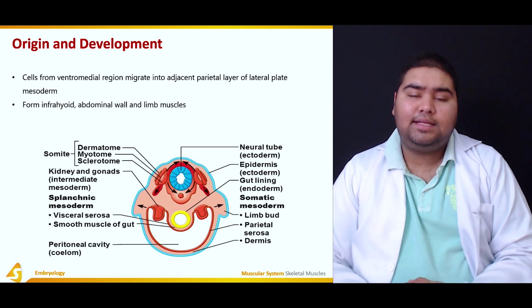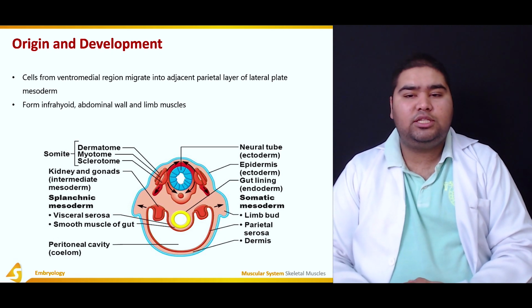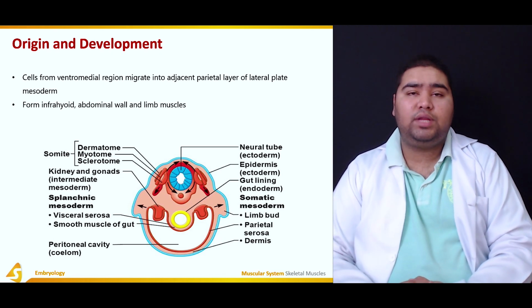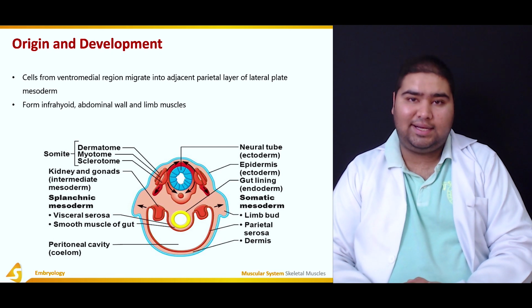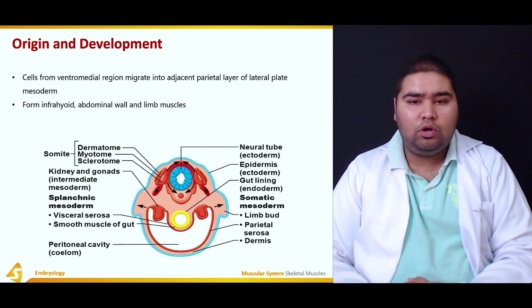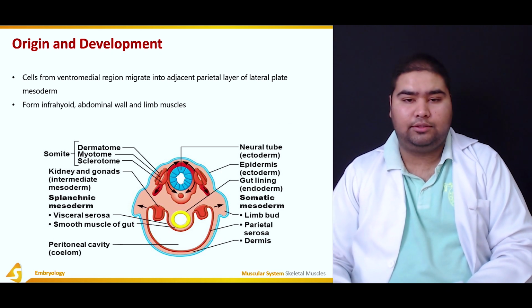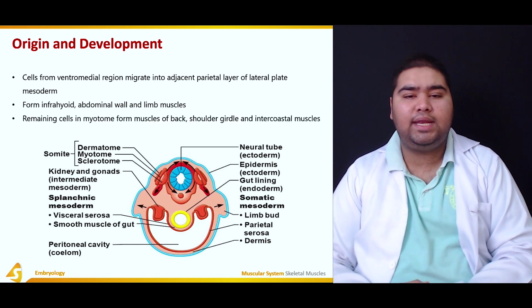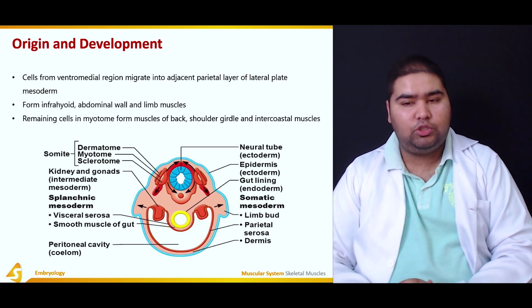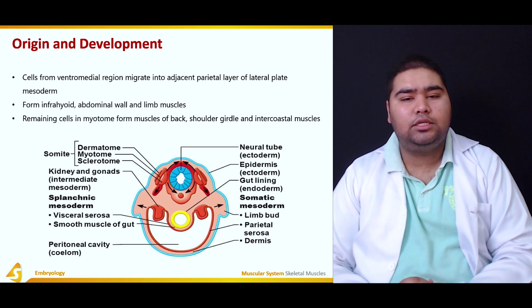So the cells which migrate adjacent to the parietal layer of the lateral plate mesoderm form three structures. Those structures are infrahyoid muscles, the abdominal wall, and the limb musculature. So remaining cells in the myotome form muscles of the back, the shoulder girdle, and the intercostal muscles.